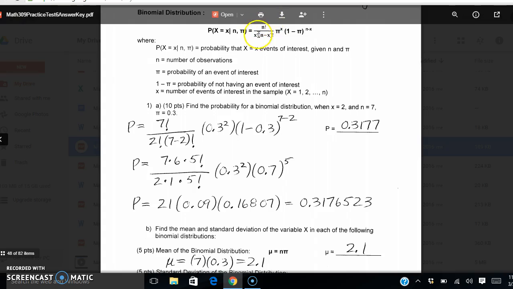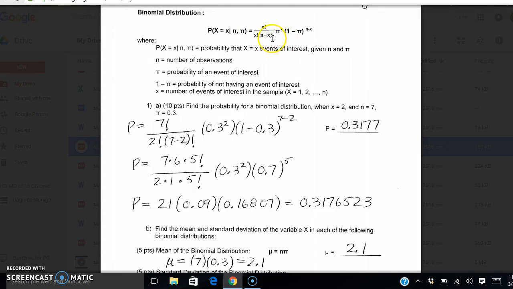the calculations on the right hand side of the equal sign. And there's three parts here. The first part is this section here that has the factorials. The second part is the pi with the exponent of x. The third part is the 1 minus pi with the exponent of n minus x.